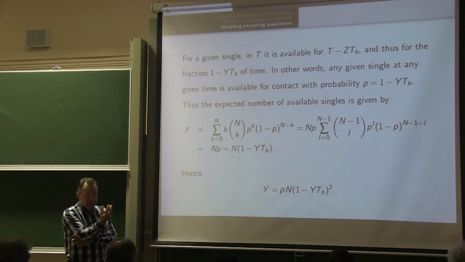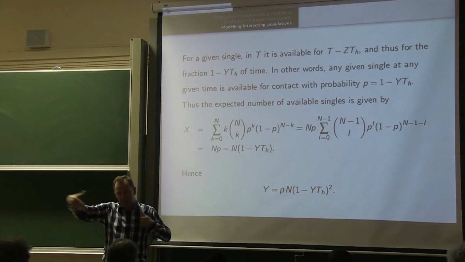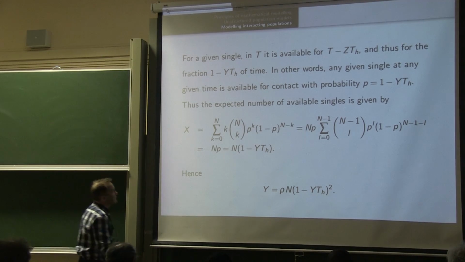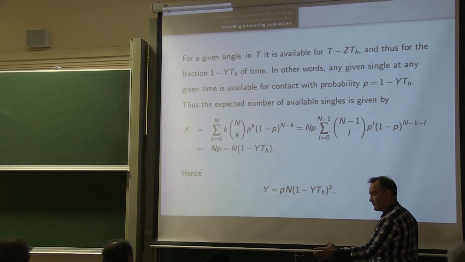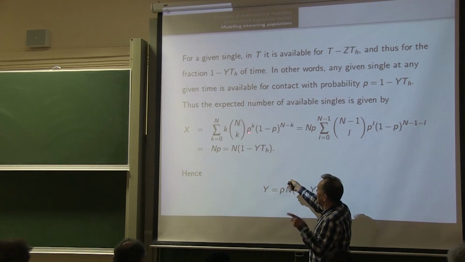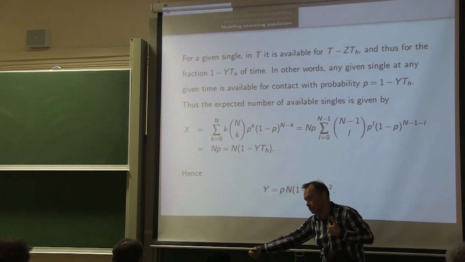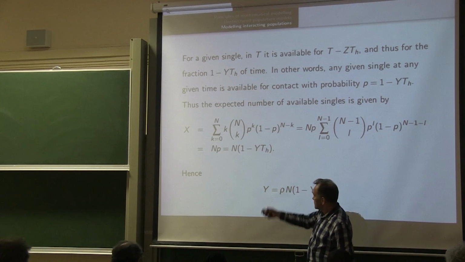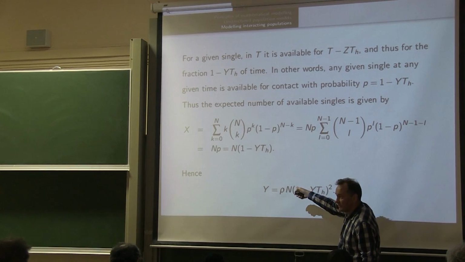The number of singles is a random variable. The expected value of a random variable is the sum of the value of this random variable times the probability that this value is taken. This is precisely what is happening here. So p is the probability that a given single at a given moment is available. I have k available singles with probability p to the power k. They are available with probability p, and the others must be not available, so this is 1 minus p to the power n minus k. But then I can have a number of possible combinations of this, and this is given by the binomial symbol. Therefore, this is the expected number of available singles at a given time.